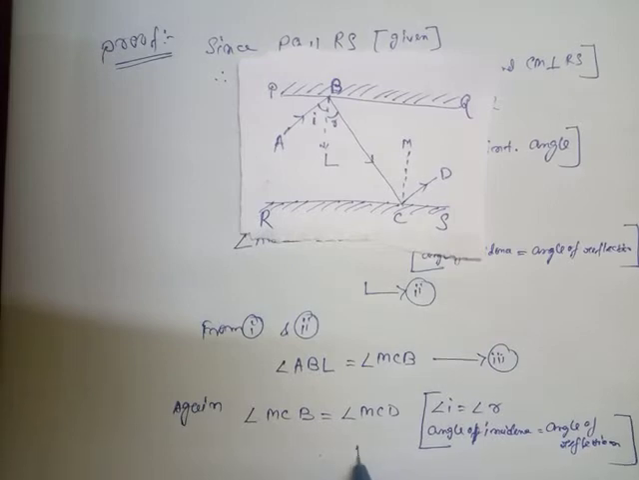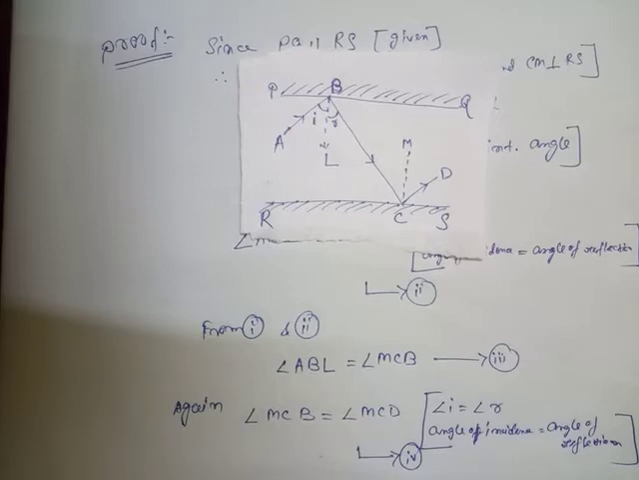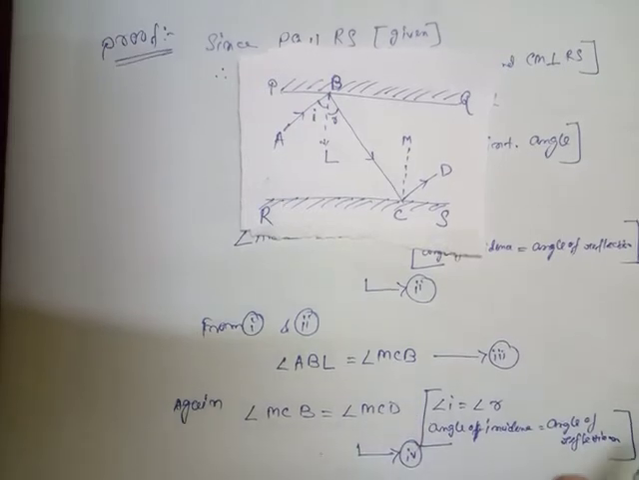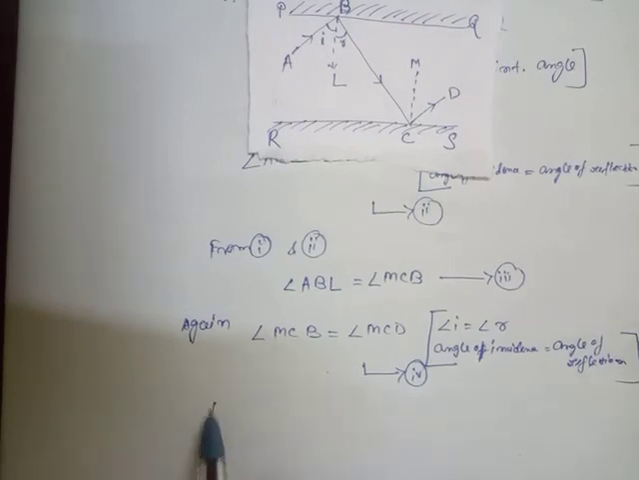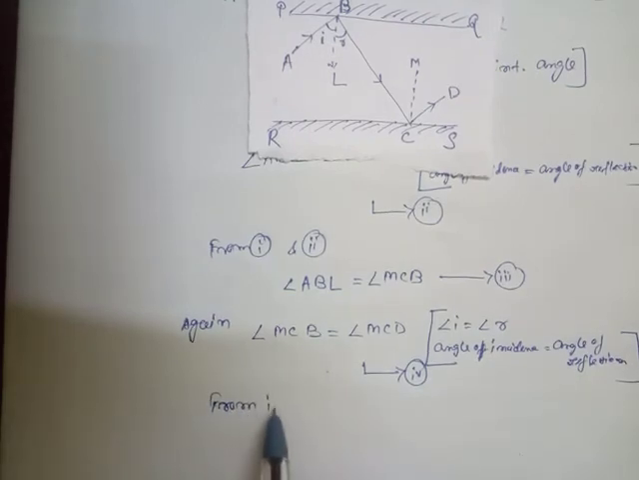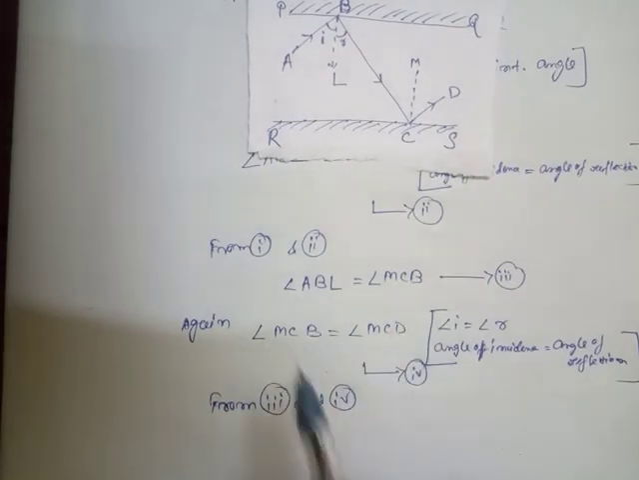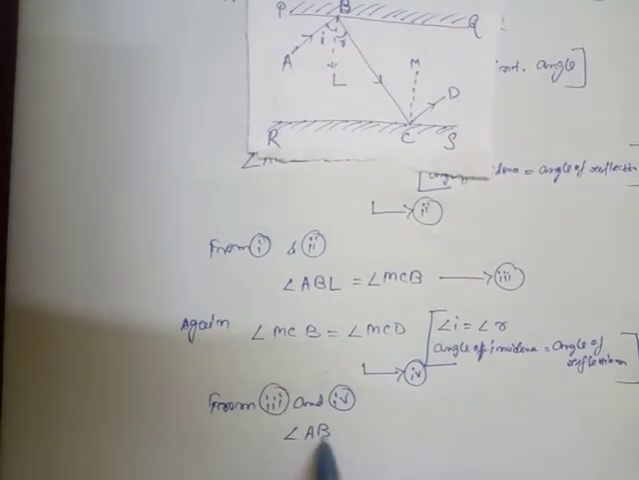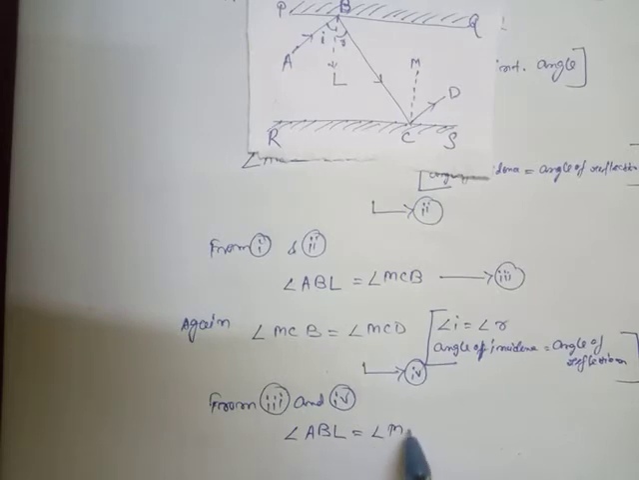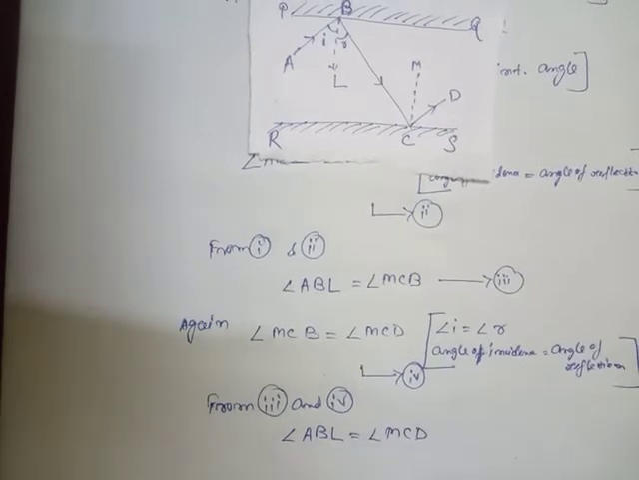If we take this one as our equation number 4, now from 3 and 4 what will happen student? Look here, MCB cancels, so we write down from 3 and 4 that MCB cancels, so angle ABL equals angle MCD. So this is our equation number 5.